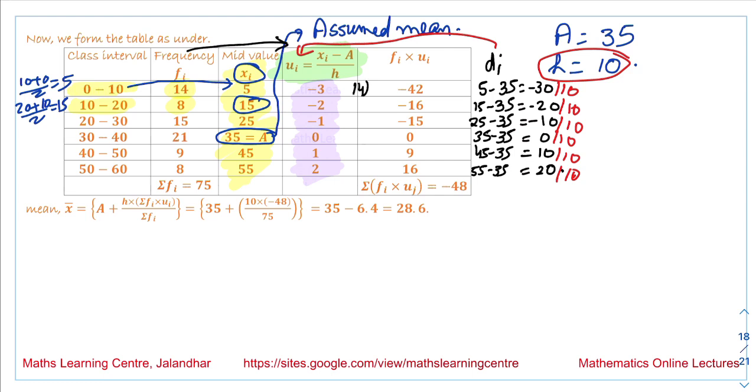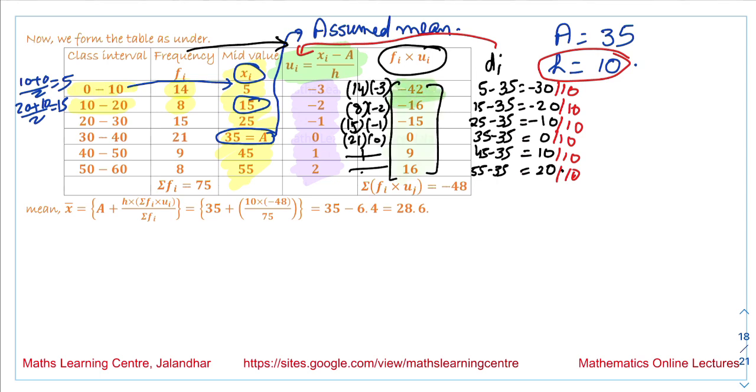Next step is to multiply fi and ui. So it is 14 into -3, next 8 into -2, then 15 into -1, then 21 into 0. These values are the values of fi into ui. When we sum all these values, considering the negative and positive signs, the answer we obtain is -48. So we can obtain negative answers also.